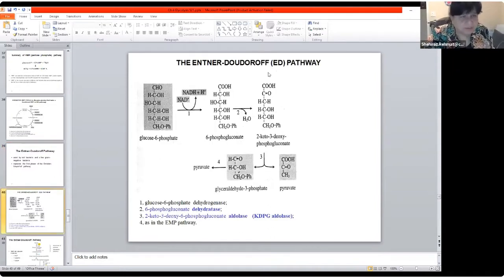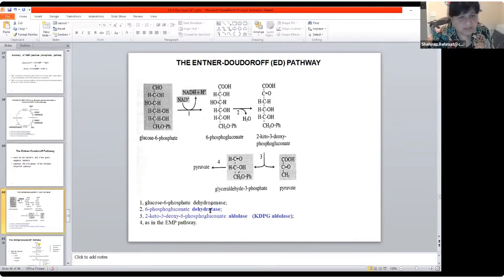So let's look at the ED pathway. If you look at the ED pathway, you start with glucose 6-phosphate. You go to gluconate, which is your HMP intermediate. You go to something called 2-keto-deoxyphosphogluconate. And this is a unique step, which creates what we call KDPG. So the KDPG is being created, which is new in this Entner-Doudoroff pathway.